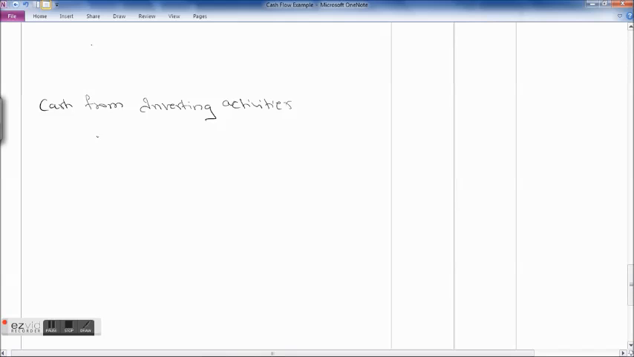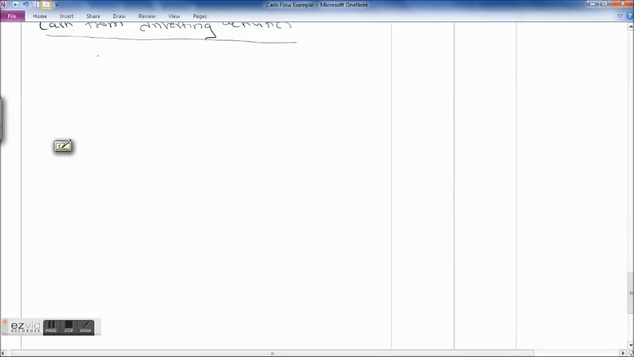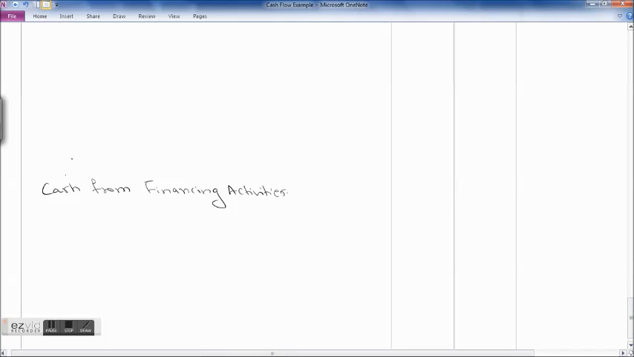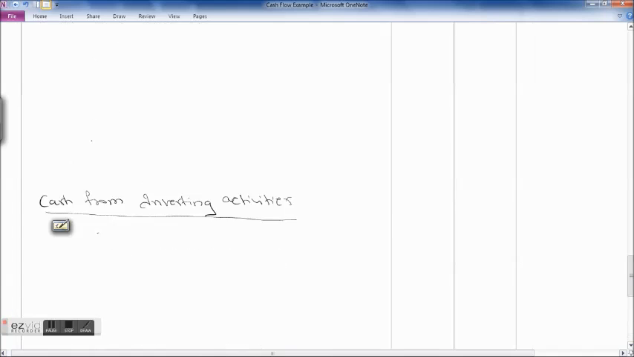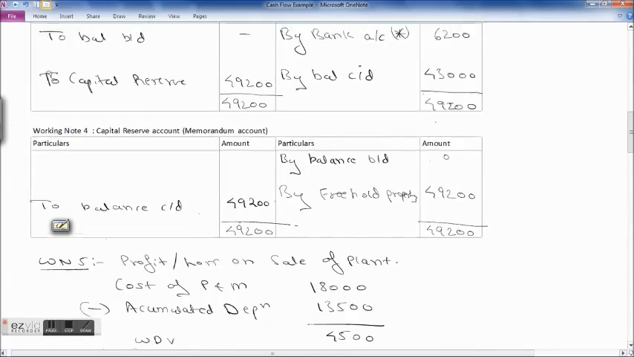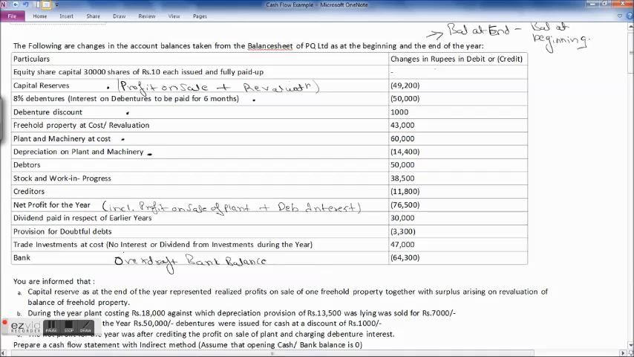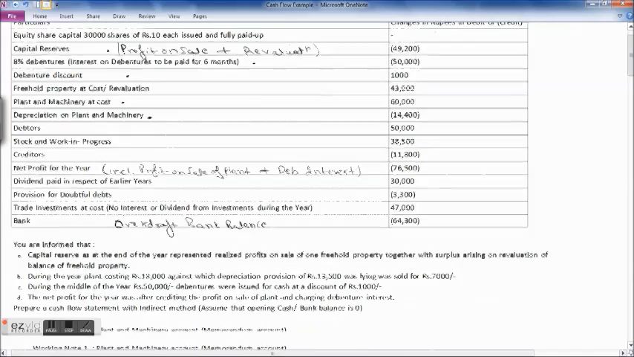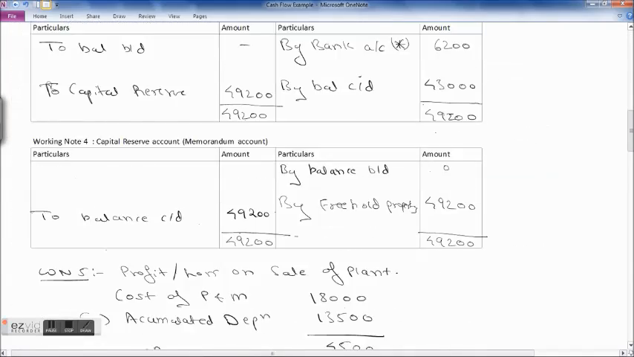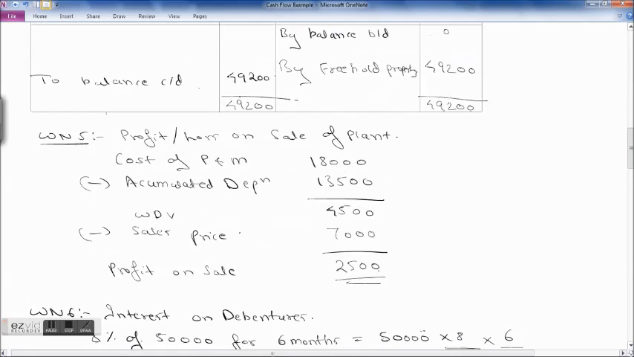And accordingly give an impact for all this, in cash from investing activity and cash from financing activity. Let's see. The first one is equity share capital. There is no change, so there won't be anything. Capital reserve, profit on sale plus revaluation. We have prepared one working note for capital reserve.